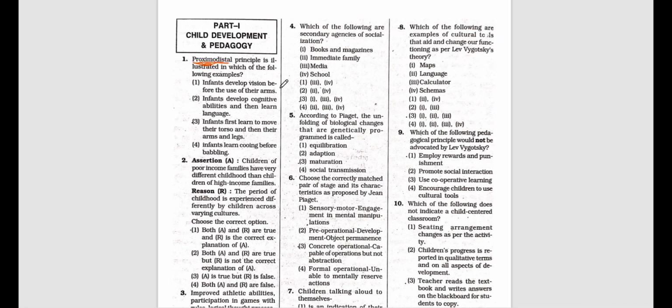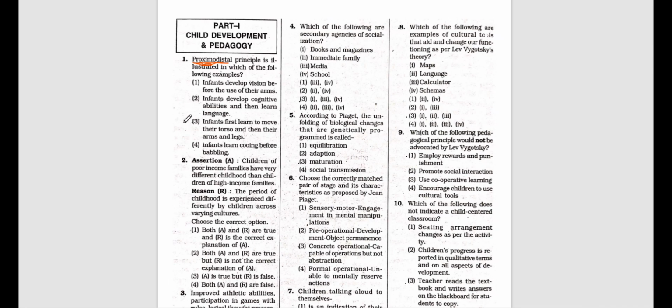The options are: infants develop vision before the use of their arms; infants develop cognitive abilities and then learn language; infants first learn to move their torso and then their arms and legs; infants learn cooing before babbling. According to the proximo-distal principle, which would be the correct option here? Please pause the video and mark your correct answer.